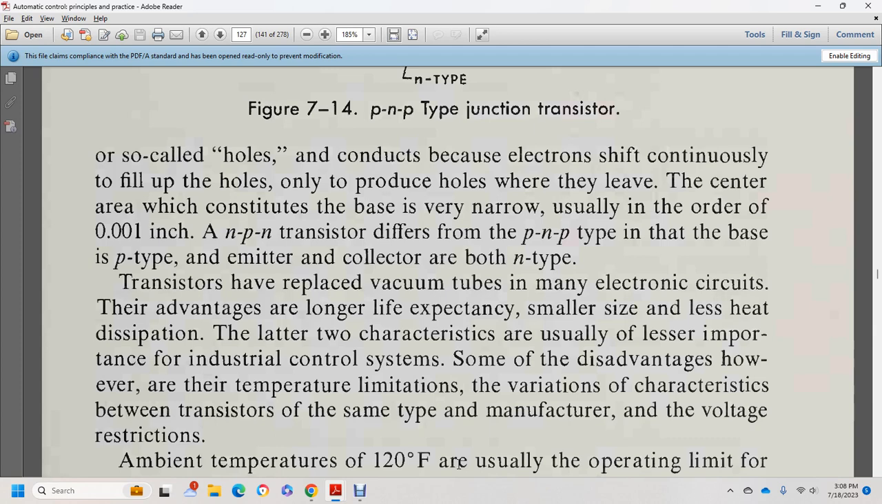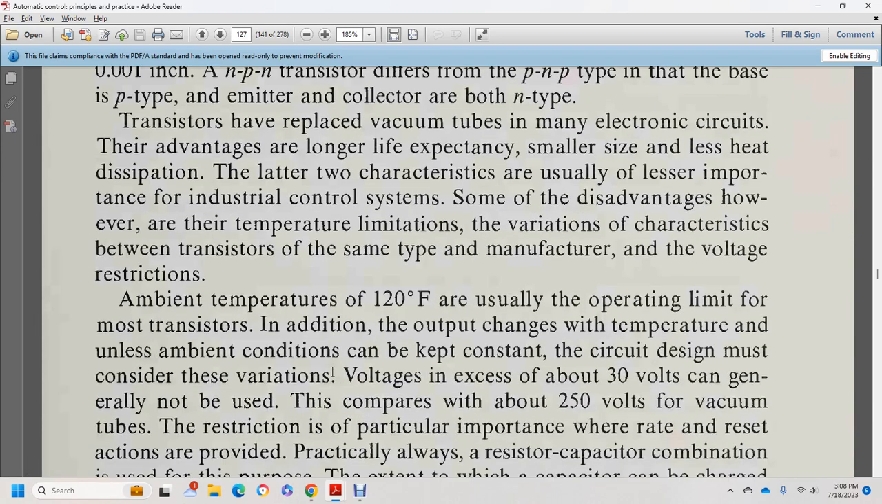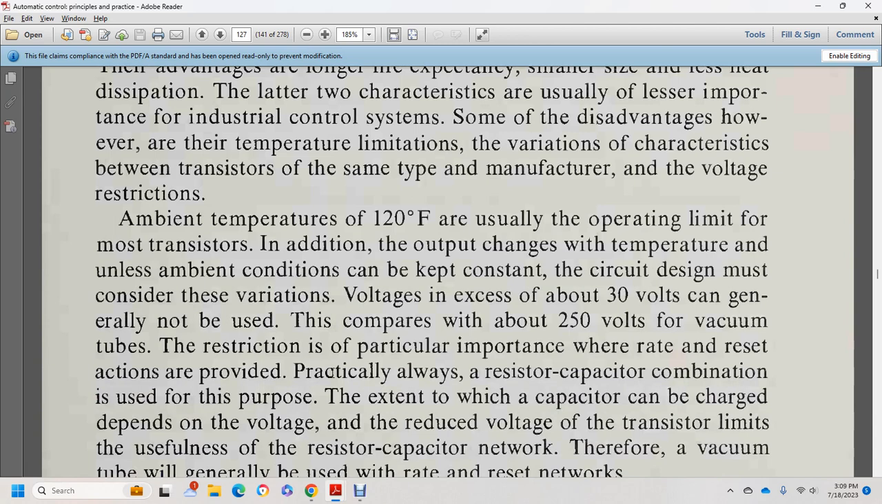The disadvantages, however, are temperature limitation, variation in characteristics between transistors of the same type from the manufacturer, and voltage restriction. An ambient temperature of 120 to 125 degrees Fahrenheit is usually the operating limit for most transistors, with the addition of the output chain, and the temperature should be kept constant under the ambient condition. In singular design, the variation of the voltage over the above 35 degrees can be considered; the voltage generally cannot compare with about 250 volts of the vacuum tube, which is restricted.